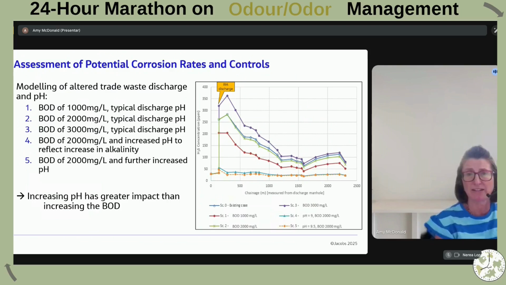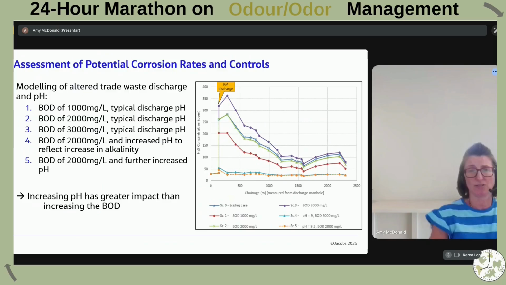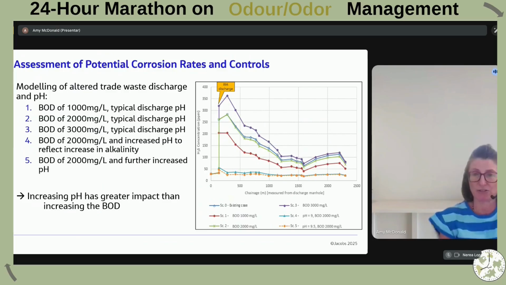So after we'd worked out the contribution from the trade waste producer, we then looked at altering the trade waste discharge in the model to determine whether it was okay to change the licence requirements or not. So we looked at 3 different levels of BOD, 1,000 milligrams per litre, which is what their current licence requirement was, and then we upped this to 2,000 and 3,000. And as you would expect, the H2S and corrosion levels increased as the BOD increased.